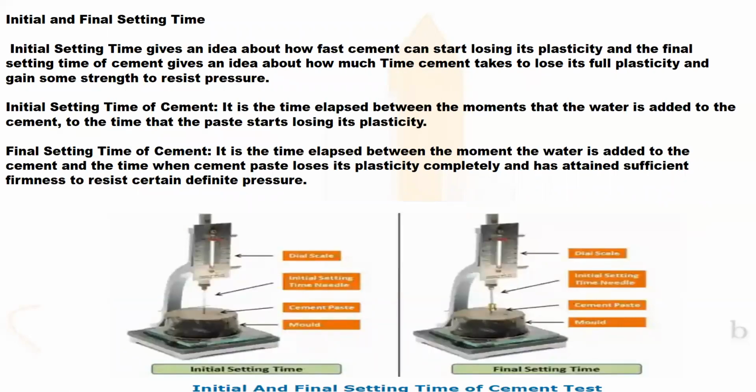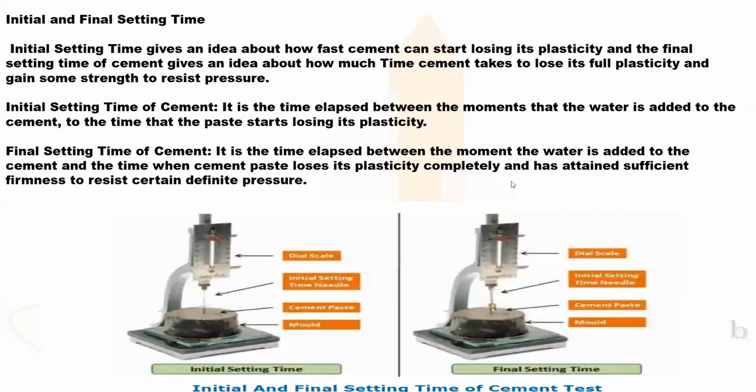Initial and final setting time. Initial setting time gives an idea about how soon the cement starts losing its plasticity. And the final setting time of the cement gives the idea about how much time it takes to lose its plasticity fully and gain the strength to resist pressure.